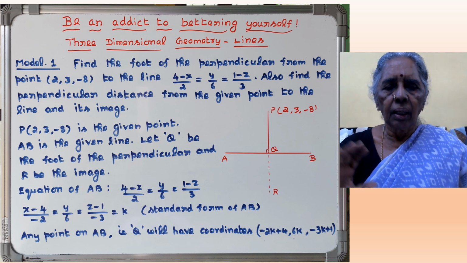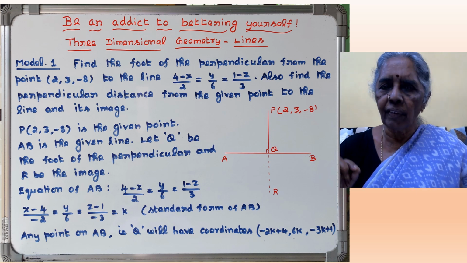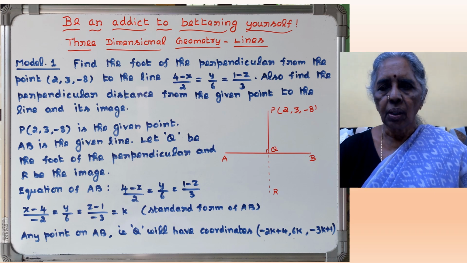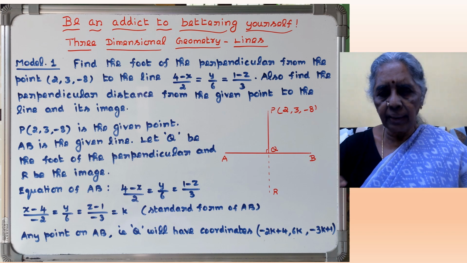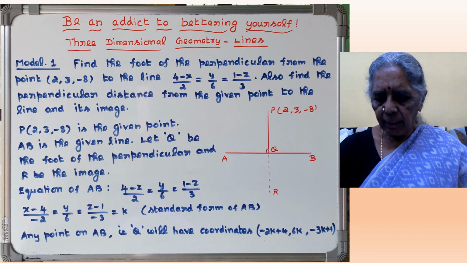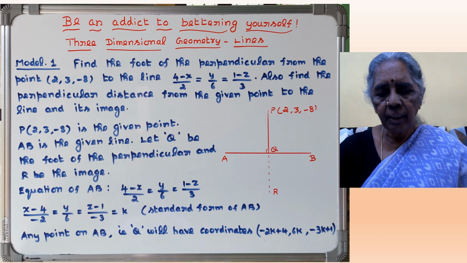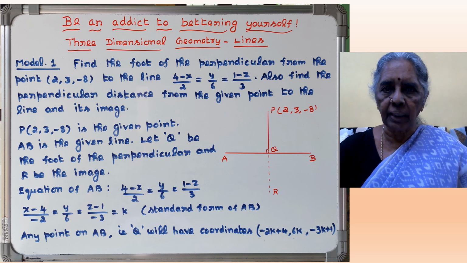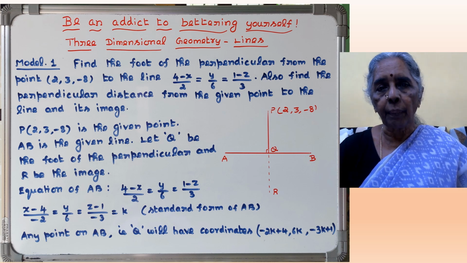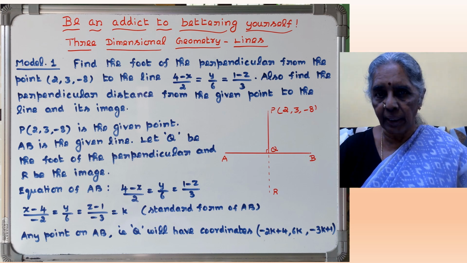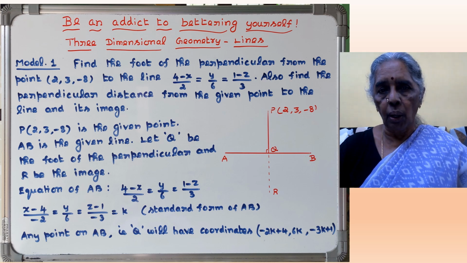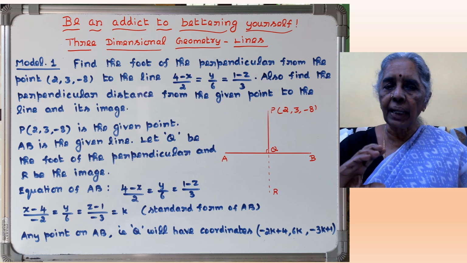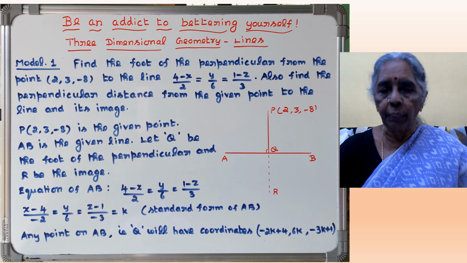For sums like this, it is always better you draw a figure so that you will get an idea how to go about. So see the diagram. In that, AB is the given line. P is the given point (2, 3, -8). From P, a perpendicular is drawn. So Q is the foot of the perpendicular that lies on the line AB, right? Then you extend PQ to get the image. It is the normal mirror image thing, so PQ will be equal to QR.